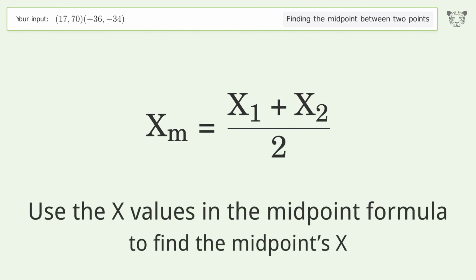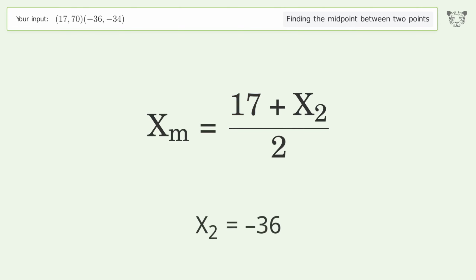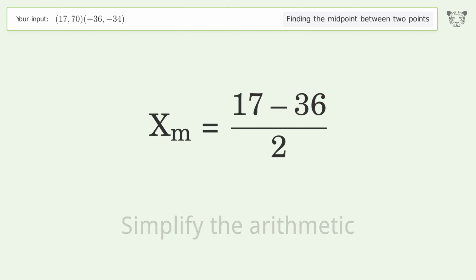Use the x values in the midpoint formula to find the midpoint's x. x1 equals 17. x2 equals negative 36. Simplify the arithmetic.